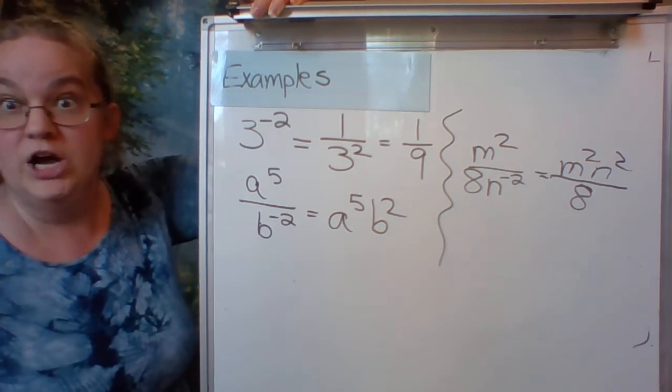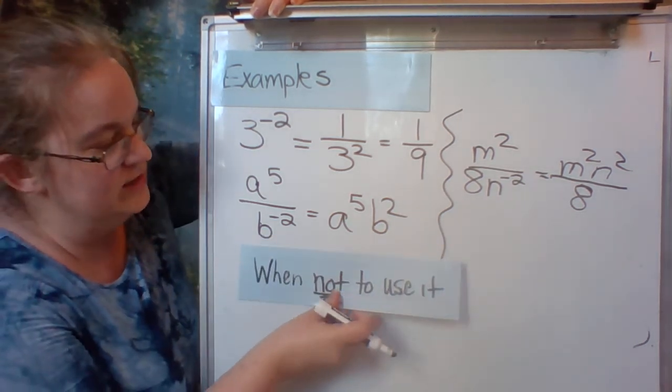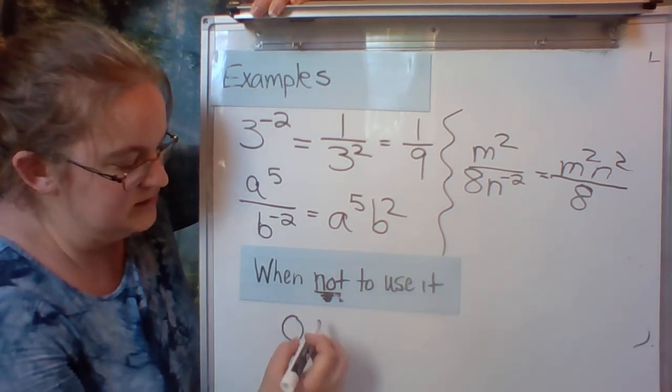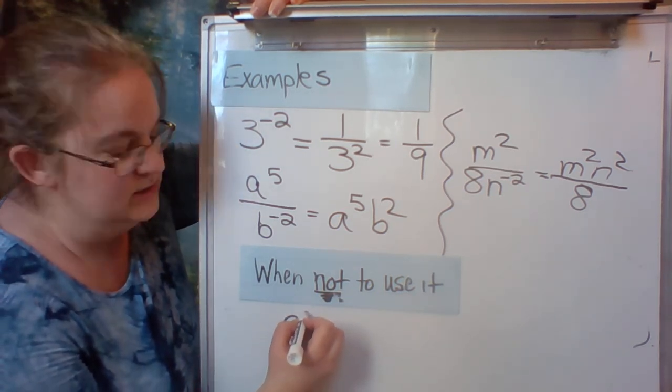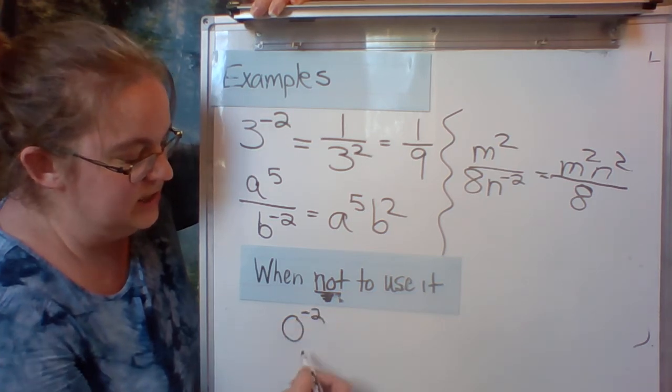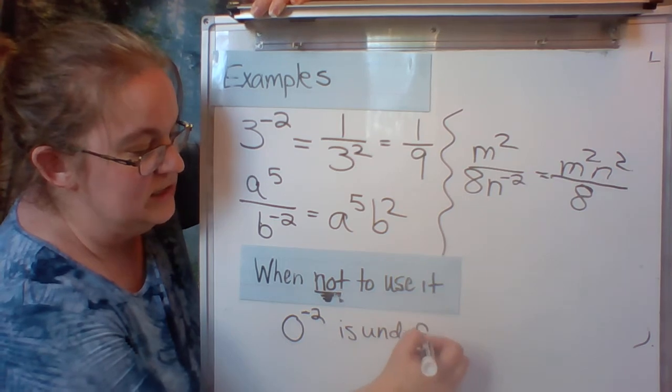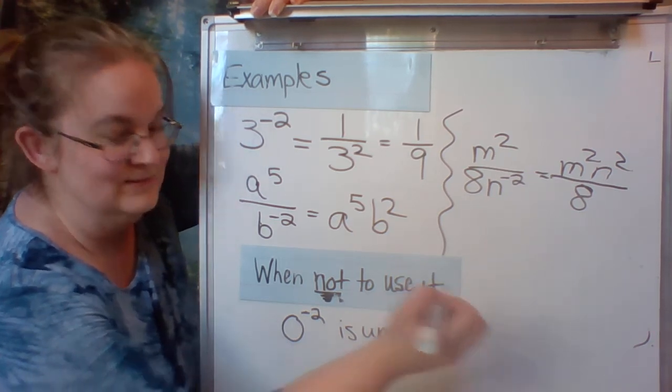So when not to use it? When do we not use this rule? Just like with the zero exponent property, 0 to the -2 is undefined. So in other words, we can't calculate it.